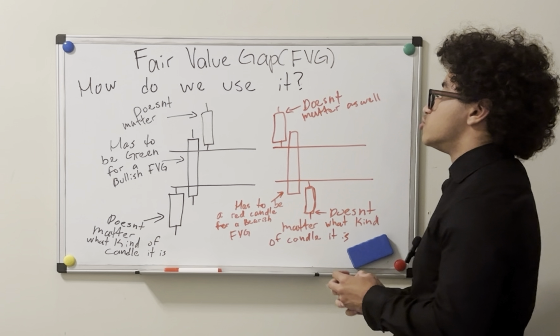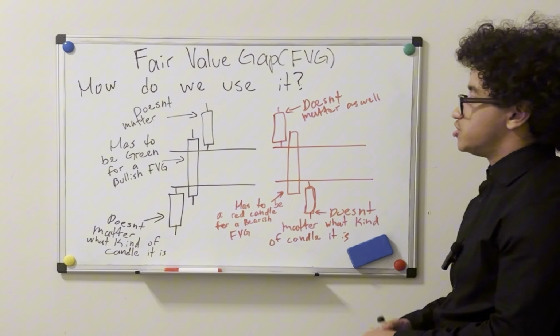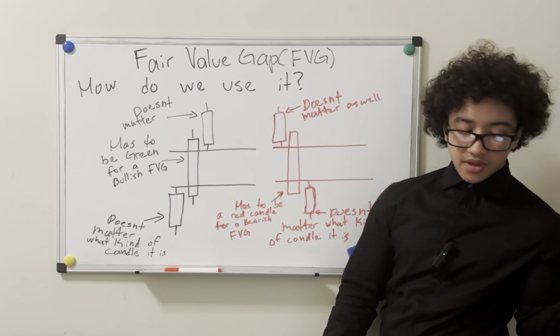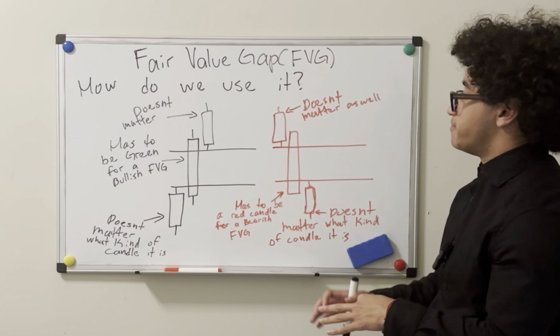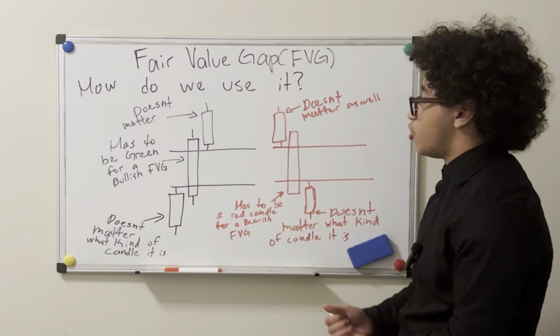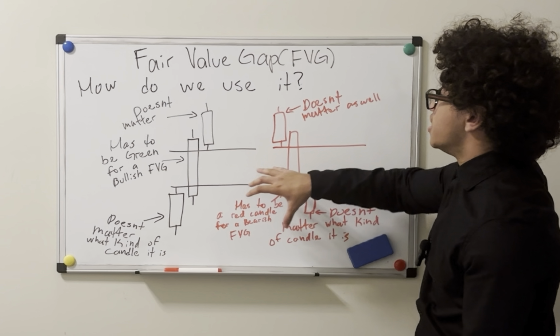Yes, it's a retracement tool, but how do we use it? Well, we use it in 3 different ways. We use it for confirmation, an entry, or just proper risk management. I'm going to show you all 3 of those. So this is a further breakdown of how we use the fair value gap.